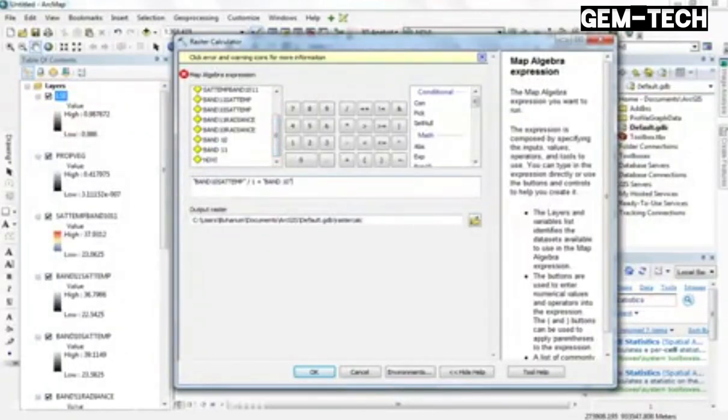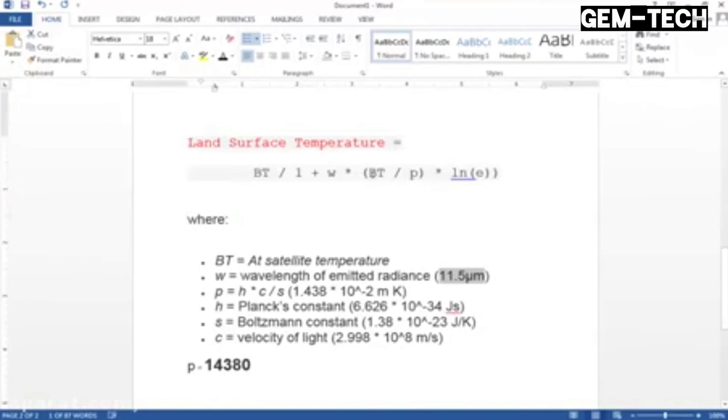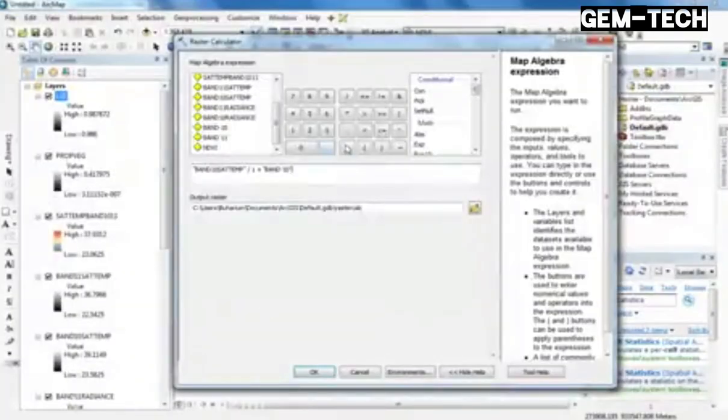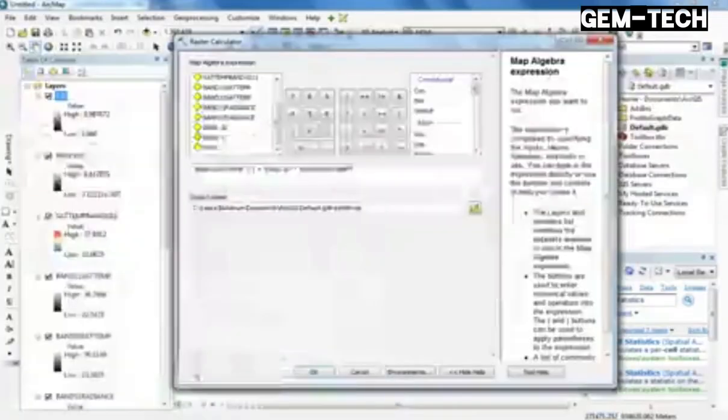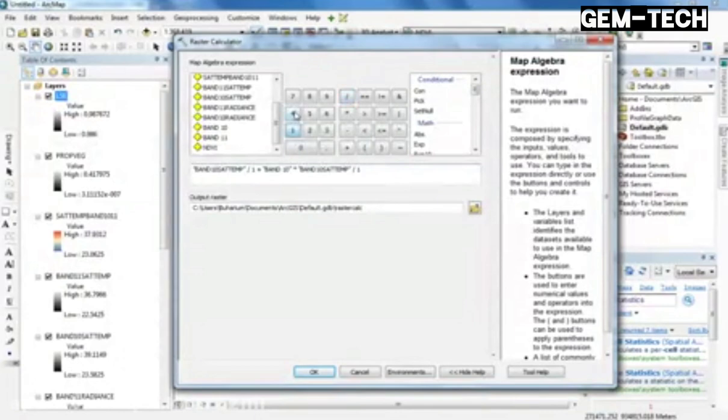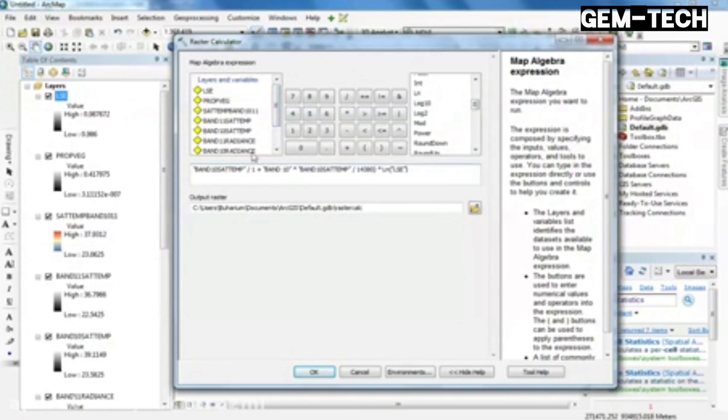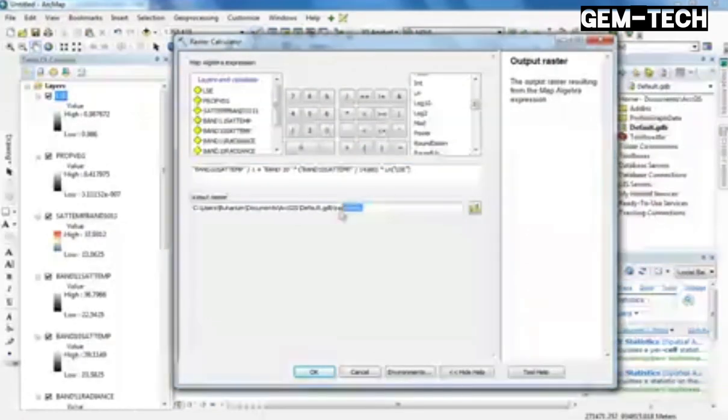So band 10 multiplied by brightness temperature again, multiplied by band 10 satellite temperature, divided by P, which is this value 14,380, divided by 14,380. I'm just going to close it, and multiplied by the log number of land surface emissivity. Log number of land surface emissivity. So it's going to be 1 plus band 10 multiplied by, I'm just going to put in some parentheses here, and this should give us the ground surface temperature for the time that this image was taken.